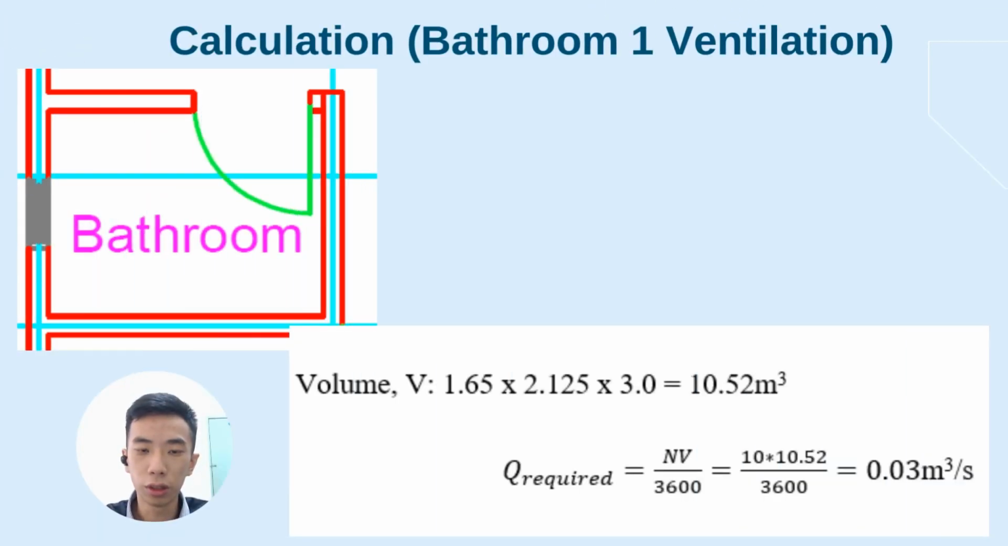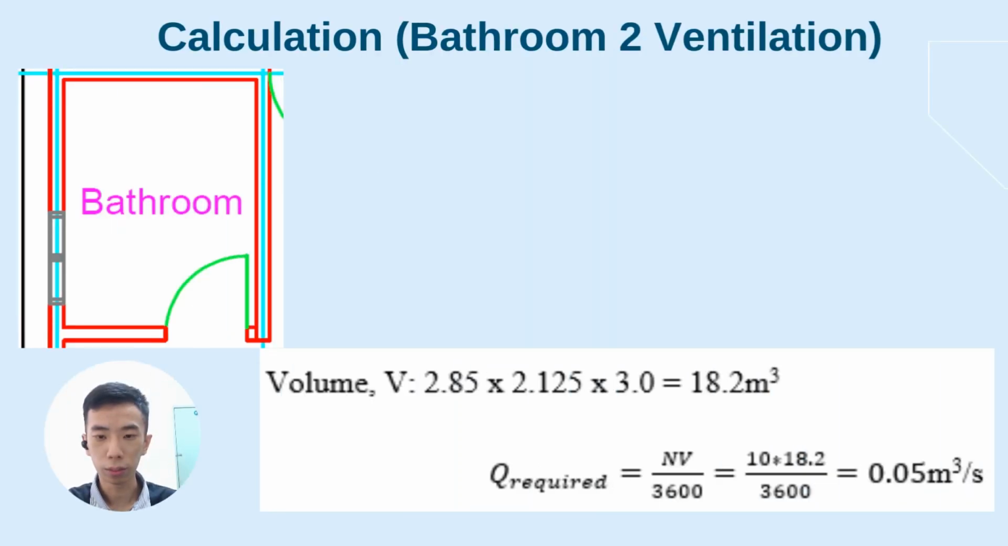In this section, I'm going to discuss the calculation of the ventilation parts. The diagram above shows the area of the bathroom, living room, and kitchen. From the equation Q equals NV over 3600, there are 2 things that we require, which are the volume and the number of ACH. For this case, the volume of bathroom 1 is 10.52 meter cube and the ACH required for the bathroom is 10. After substituting the values into the equation, we get the Q required as 0.03 meter cube per second. Besides that, this is the calculation for bathroom 2 and the total volume is 18.2 meter cube.